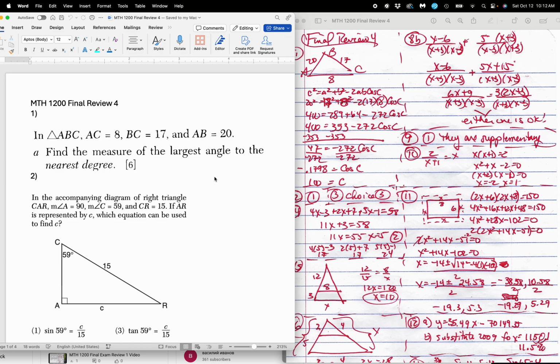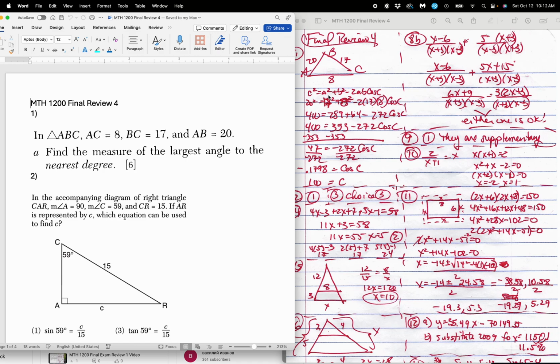All right, number 1 says triangle ABC. AC is 8, BC is 17, AB is 20. So I draw the diagram up here, and you'll notice this is side, side, side. Whenever it's side, side, side, we go with the law of cosines, and it wants to find the measure of the largest angle. The largest angle is always across from the biggest side. So since side C is 20, it has to be angle C that we're looking for.